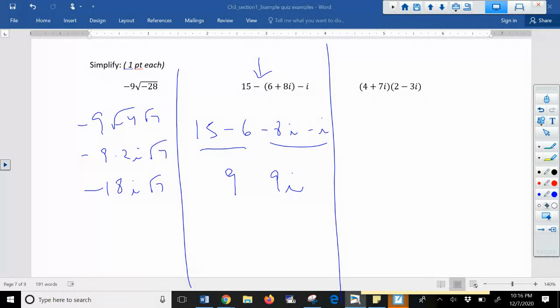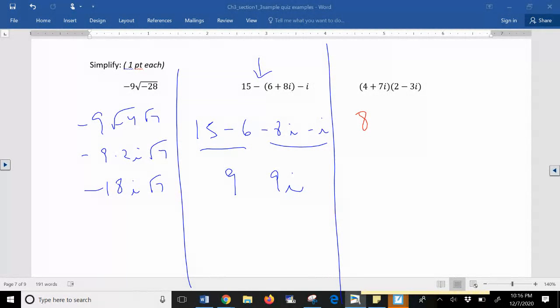If you want to do it in a box, that's fine. If you don't want, I'll show it another way. I'll just do FOIL. 4 times 2 is 8. The outer terms would be minus 12i. The inner terms, 7i times 2 would be positive 14i. And the last terms would be minus 21i squared.